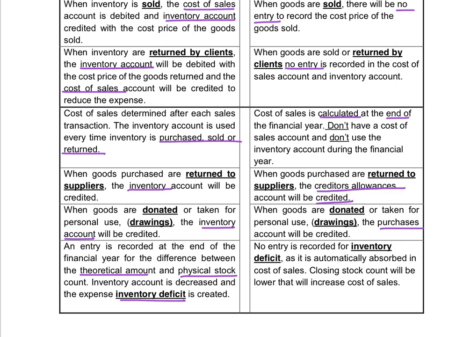In the periodic system, no entry is recorded for inventory deficit because it will automatically be absorbed in the cost of sales. Closing stock count will be lower, thus increasing cost of sales. Because in the periodic system we don't use our inventory account, at the end of the year when the stock taking is done, the amount of inventory will be lower than it should be if there were any losses or burglaries, thefts, fire that destroyed some of the inventory. And because this closing stock count will be lower, it will automatically increase the cost of sales.